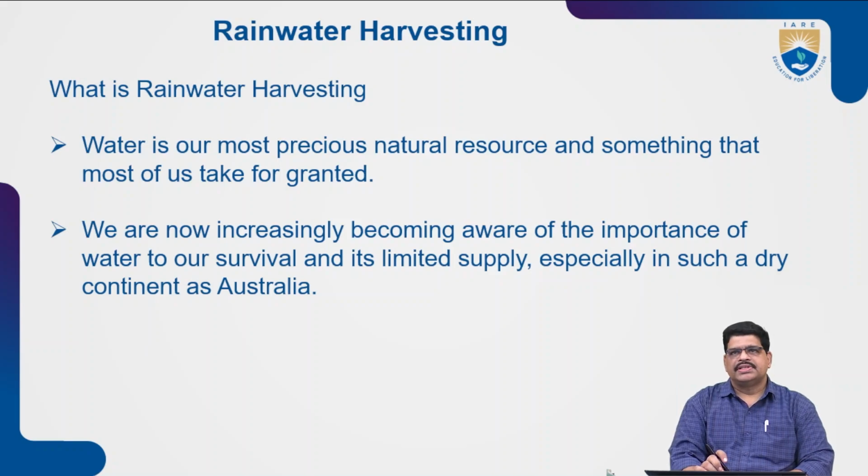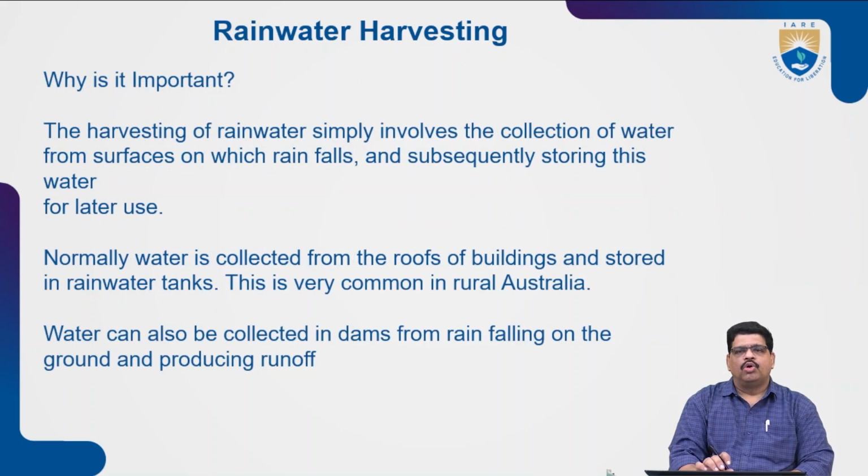Water is the most precious thing, as we know very well, but most people take it for granted. Now the groundwater level is decreasing, and reusing water is important, as is done in a continent like Australia. So what is the importance of rainwater harvesting? Rainwater harvesting simply involves collecting the water from the surface on which the rain falls, and subsequently storing this water for later use.